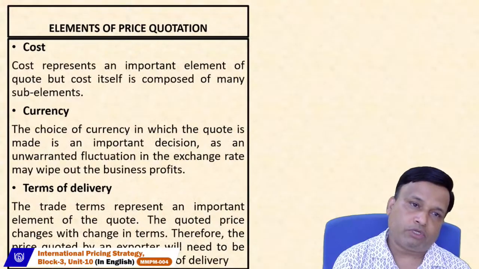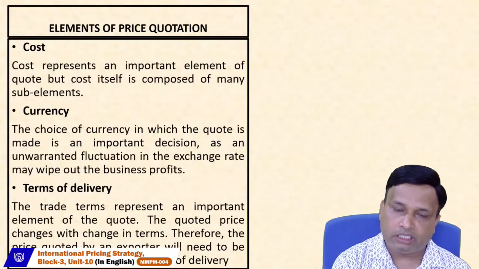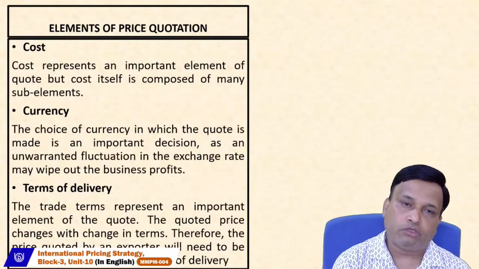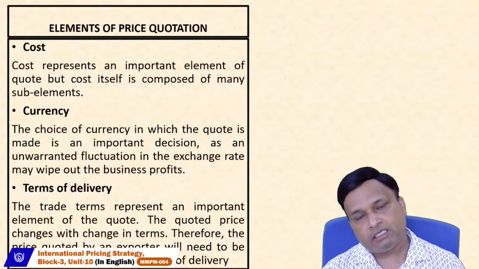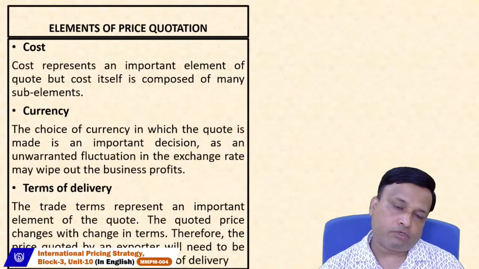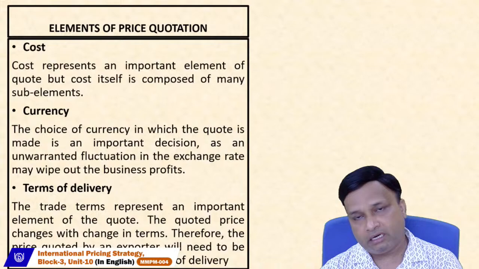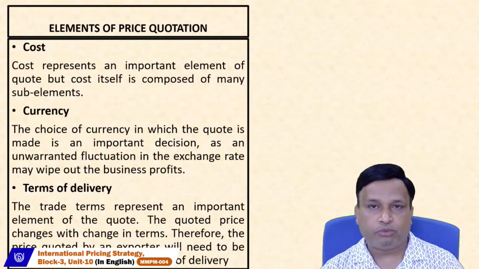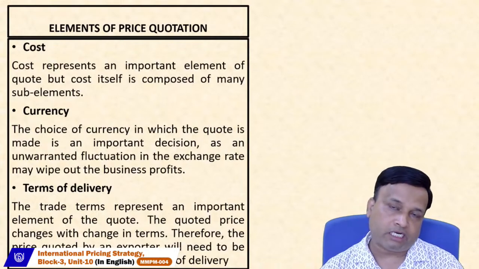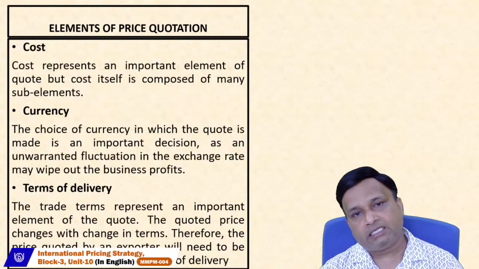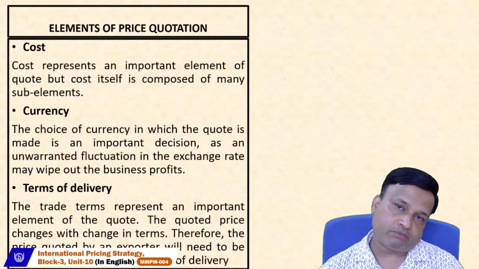So cost is one of the factors. Then we talk about the currency. The currency you are dealing with decides the price. If you are going for dollars, the choice of currency in which the quote is made is an important decision, as an unwanted fluctuation in the exchange rate may wipe out the business profit. If the rupee appreciates or depreciates, or the dollar appreciates or depreciates, that has a significant impact on your business profitability.